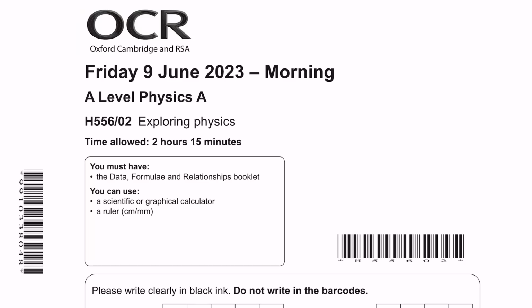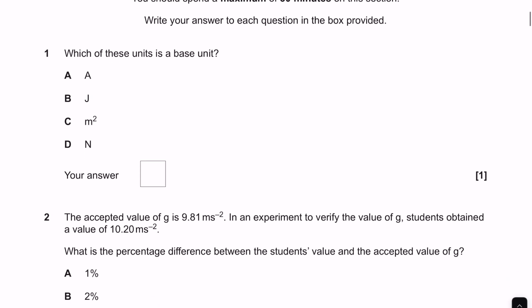Hi guys, I will be going over the second paper of June 2023 series for OCR Physics A. Question number 1. Which of these units is a base unit? Well, the only base unit over here is the amps, so A is the answer.